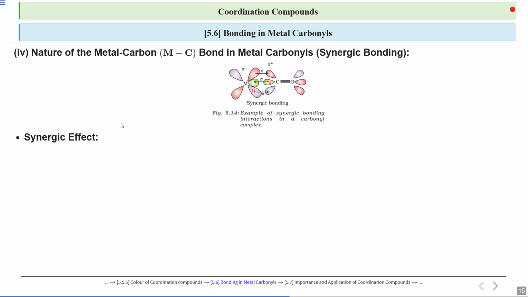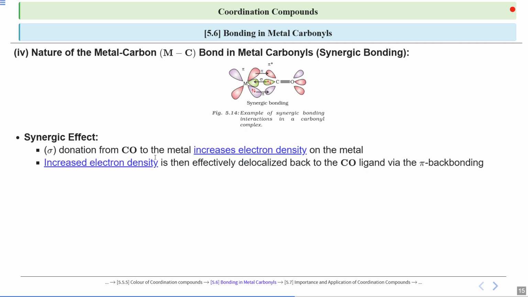Now the synergic effect. Sigma donation from the carbonyl to the metal increases the electron density on the metal, right? This is simple: if the carbonyl ligand donates its electrons to the metal, then the electron density on the metal is going to increase. This increased electron density is then effectively delocalized back to the carbonyl ligand via the pi back bonding.